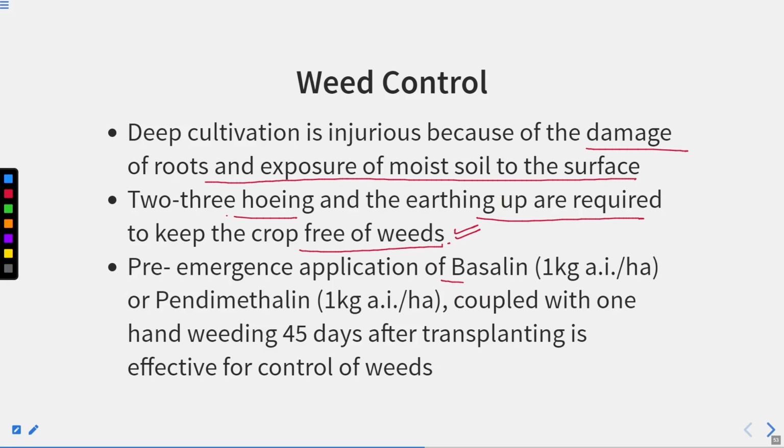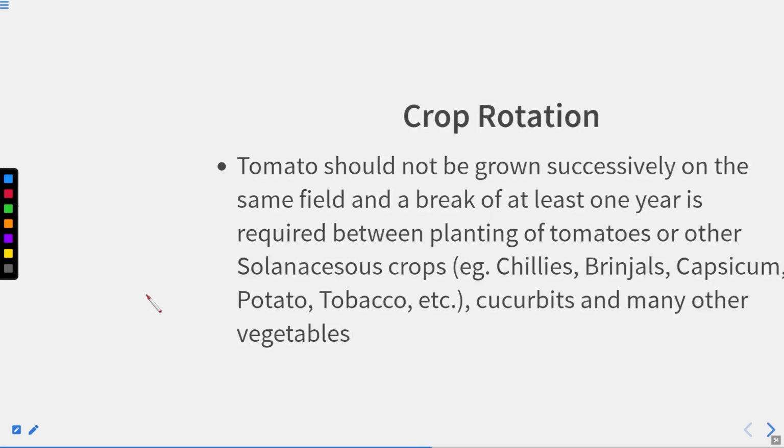Pre-emergence application of Basalin and pendimethalin, coupled with one hand weeding 45 days after transplanting, is effective for control of weeds. So these are some of the weedicides that can be used as pre-emergence.